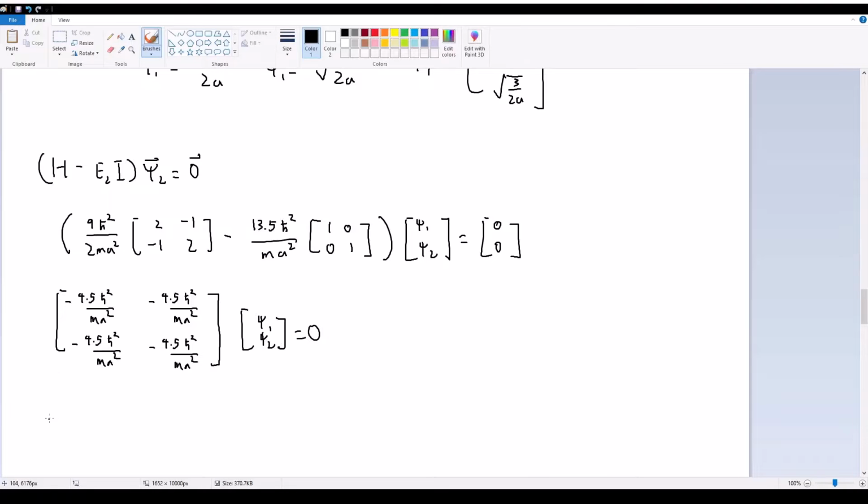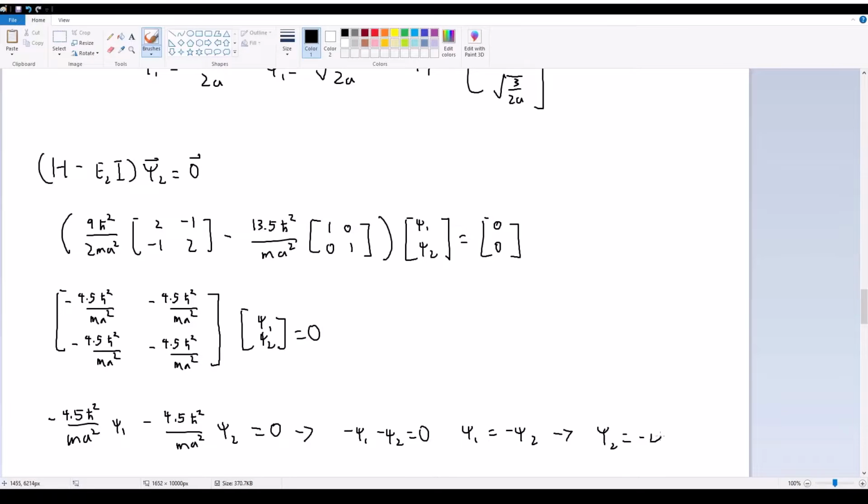In this case, it's just going to be -4.5 h bar squared over ma squared psi 1 minus 4.5 h bar squared over ma squared psi 2. This is equal to 0. Therefore, negative psi 1 minus psi 2 is equal to 0, or psi 1 is equal to negative psi 2, or psi 2 is equal to negative psi 1.